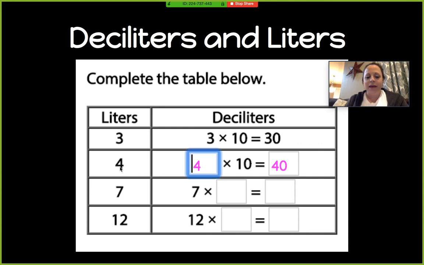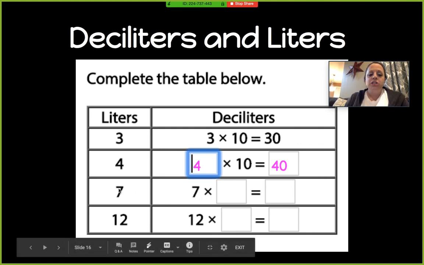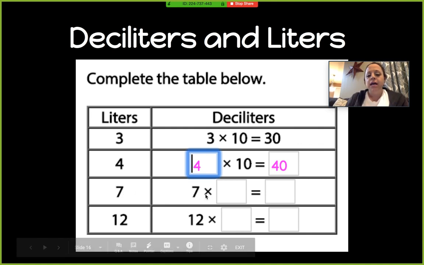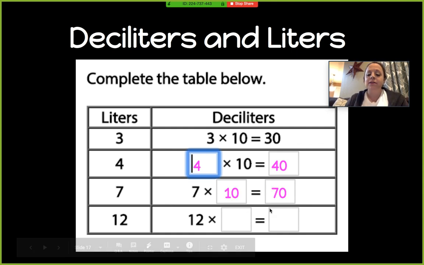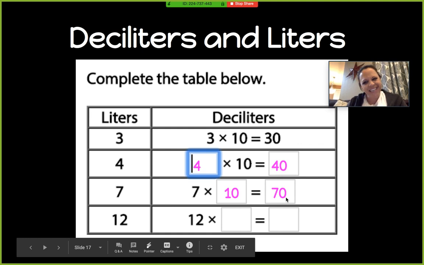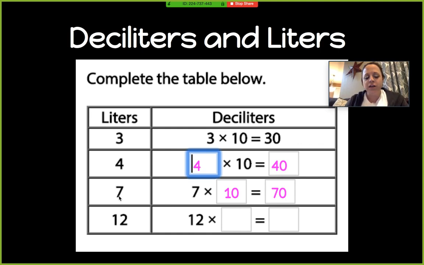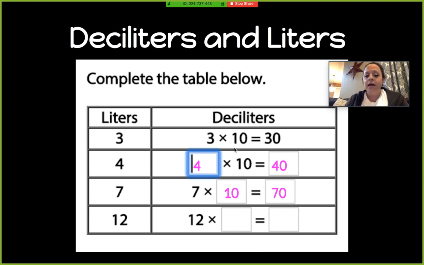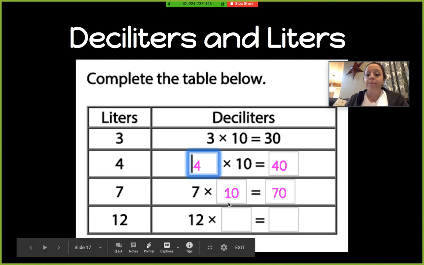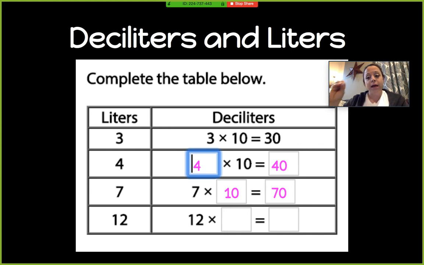Okay, now we're going to look at 7. So if I have 7 liters, I know each liter has 10 deciliters. And 7 times 10 would be 70 deciliters. Okay, do you guys see how that works? We're just moving our decimal point 1 place to the right. Okay, since there's 10 deciliters in 1 liter, we're multiplying by 10. That's what happens when you move that decimal point. You're multiplying by 10.